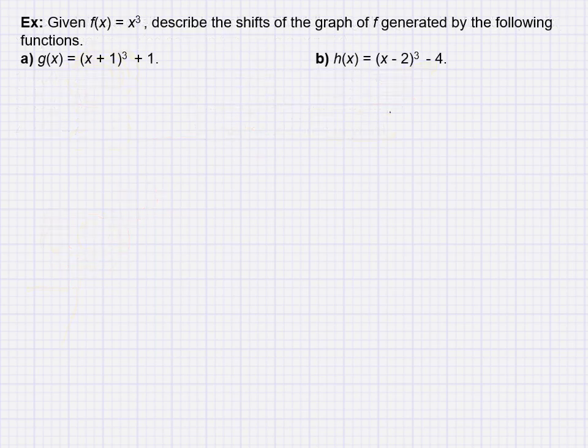The cube function is what we're then going to alter through these translations. And we're going to do a series of shifts, either left, right, or up and down. And so here in this cube, we have two things happening. This first one here, we have a +1 inside the cube, and we have a +1 outside the cube. So what's that going to do? Well, the inside is going to do a horizontal translation. And since it's a plus, it's going to go to the left. And then the +1 outside is going to change it vertically. And again, since it's a plus, it's going to move it up.